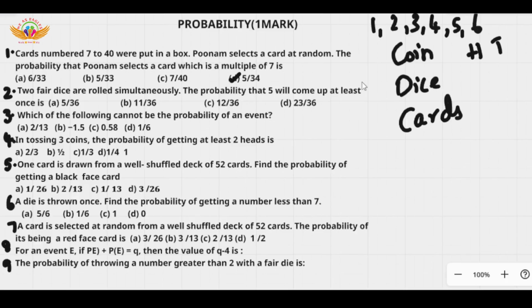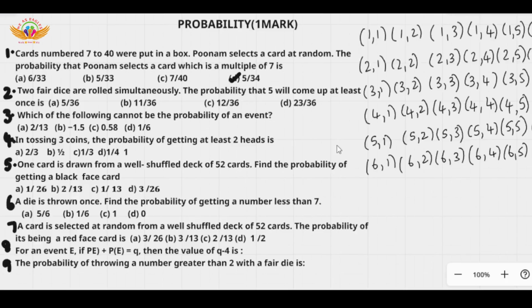Okay, now they are asking about the dice. Yes, so here you can see I have written all the possible outcomes of two dice when they are rolled simultaneously. So this is the first dice and this is the second dice.